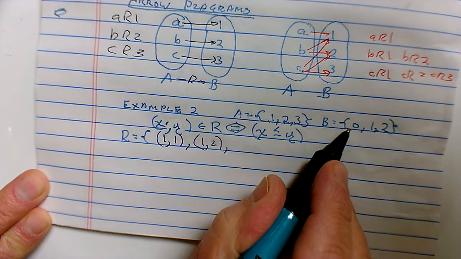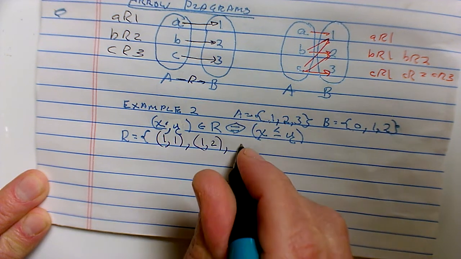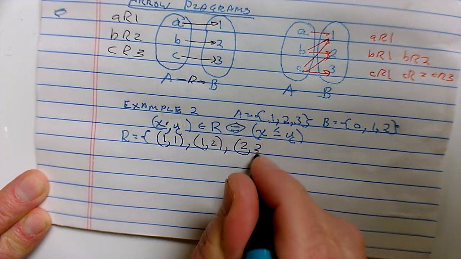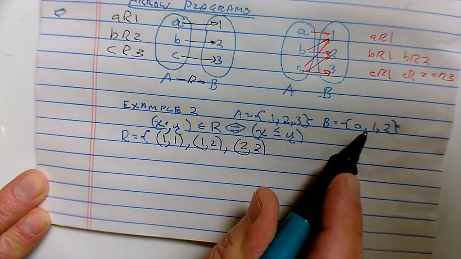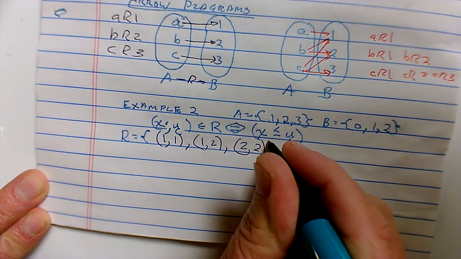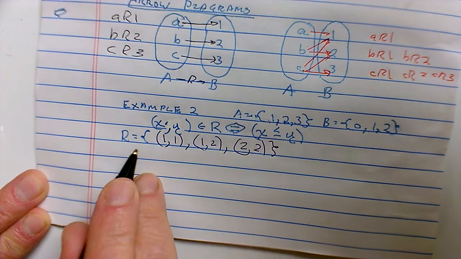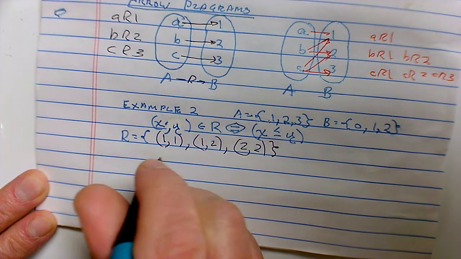2 is not less than or equal to 0. It is not less than or equal to 1. But 2 is less than or equal to 2. So 2, 2 is in the relation. 3 is not less than or equal to any of these, so there are no pairings with the 3. So what we have here is our relation defined as a set of ordered pairs.